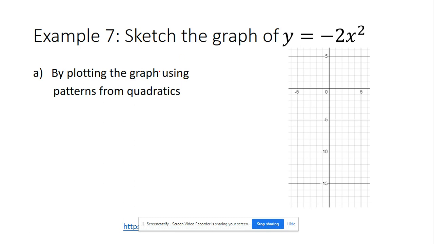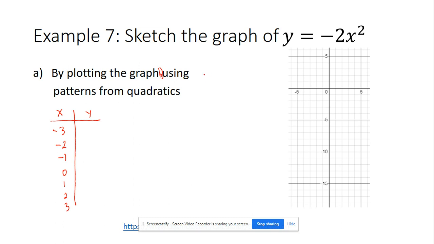Sorry guys, this should have been part B, right here. So by plotting the graph, okay, y = -2x². When I plot the graph for this guy here, I want to see a table of values here. So I'm doing the same thing that I did in my last example, like this.